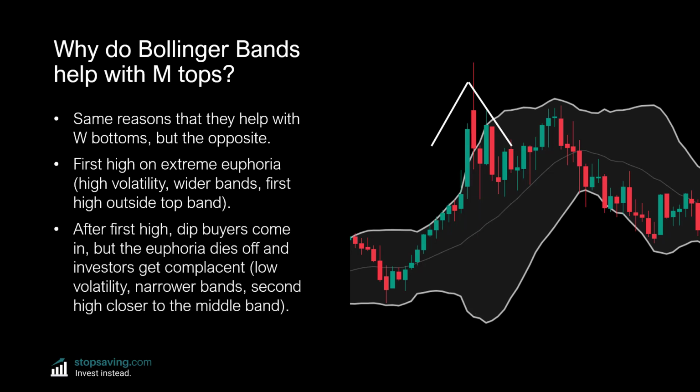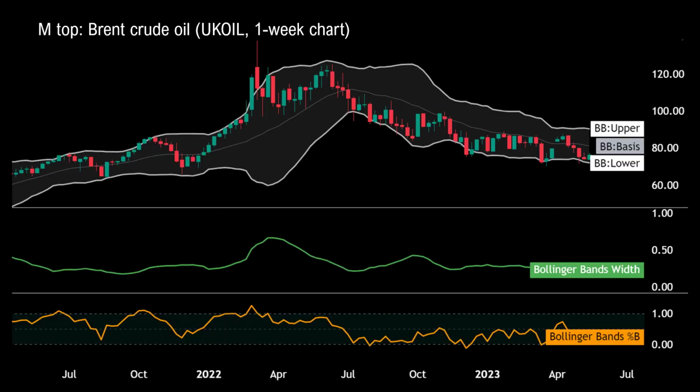After the first high, dip buyers come in, but the euphoria dies off and investors get complacent instead. So the second high has lower volatility, narrower Bollinger Bands, and is closer to the middle band. In other words, it's a less extreme move than the first high. Let's now see this in action with the Brent crude oil 1-week chart.